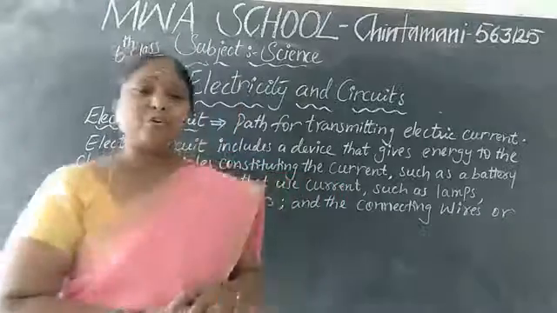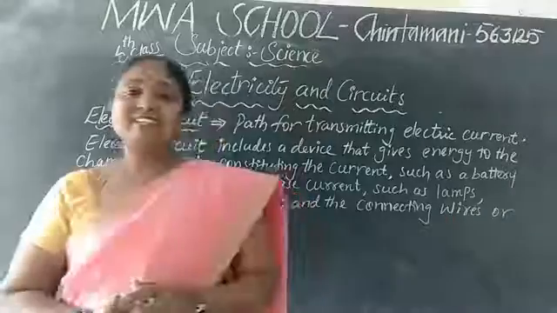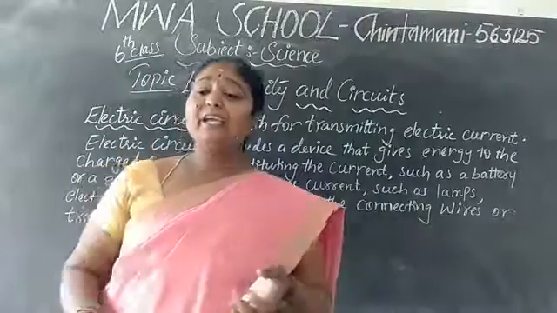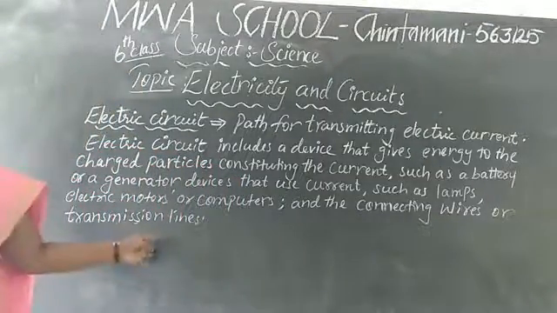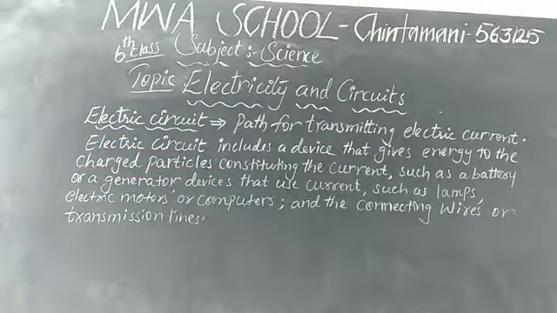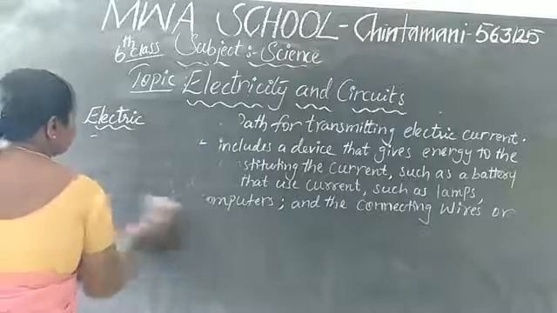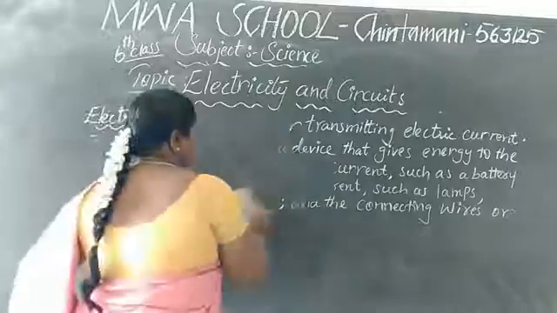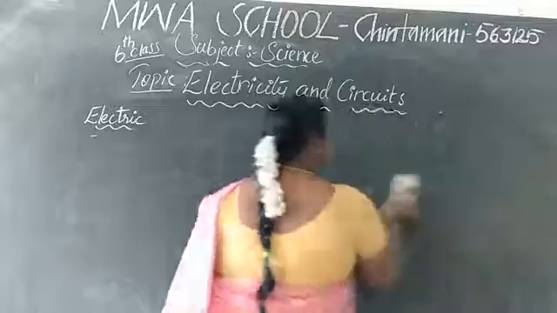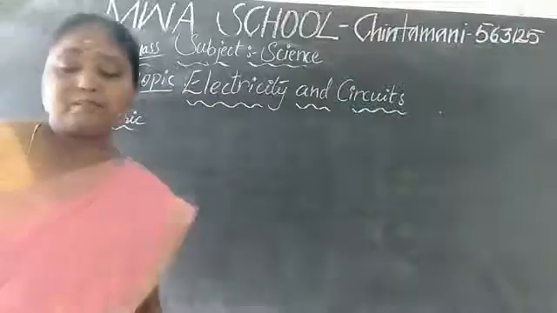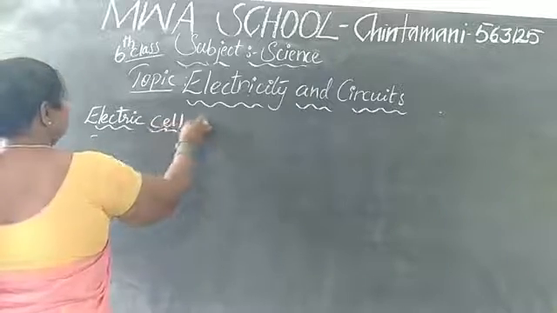Now we are going to talk about the torchlight. What is present in that torchlight, children? That we call the electric cell. What do you call it? We call it the electric cell. Then what do you mean by that electric cell? Have you seen it, children? What is that electric cell? How does it look? For what purpose do we use it?